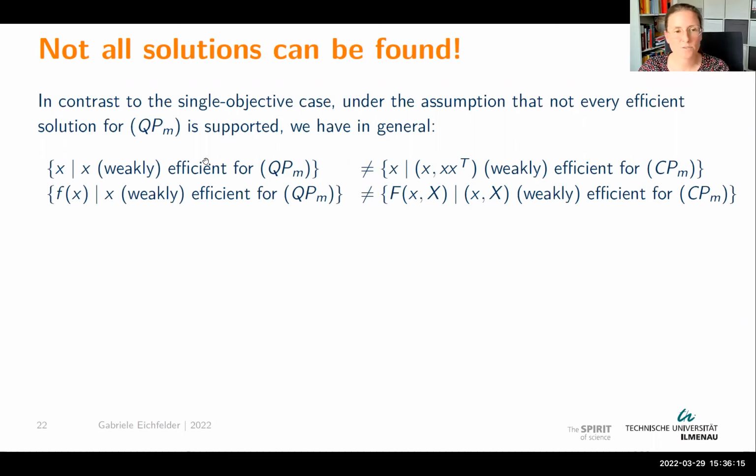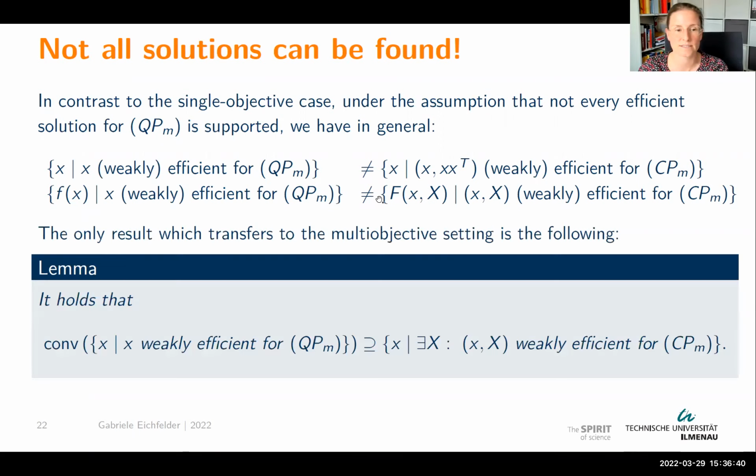We would like to have relations between the efficient points of the original problem and the efficient points of the relaxed problem, or at least for the values, the non-dominated points of the original problem and the non-dominated points of this completely positive reformulation. But in fact, we do not have this equality like we did in the single objective setting. We're losing this.